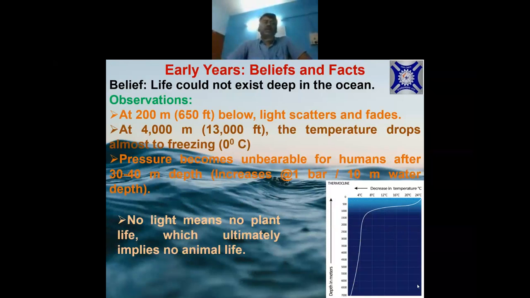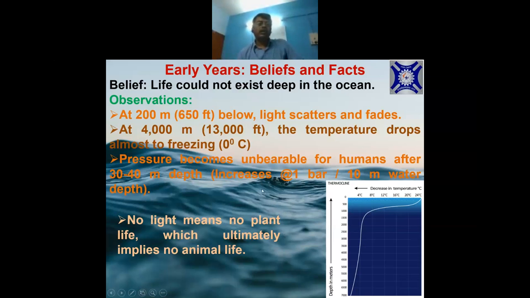In the early years, the belief was that life could not exist deep in the ocean. At 2000 meters of depth, light scatters and fades. At 4000 meters, around 13,000 feet, the temperature drops almost to freezing, that is 0 degrees centigrade. On the right side, you can see the thermocline, showing how the temperature decreases from the surface to 4,000, 5,000, up to 7,000 meters of depth. At 4,000 meters of depth, the temperature is near 4 degrees centigrade or tends to 0 degrees.